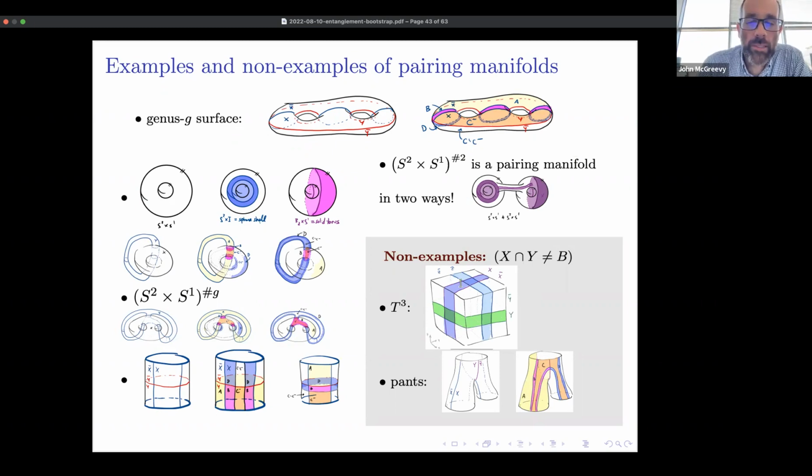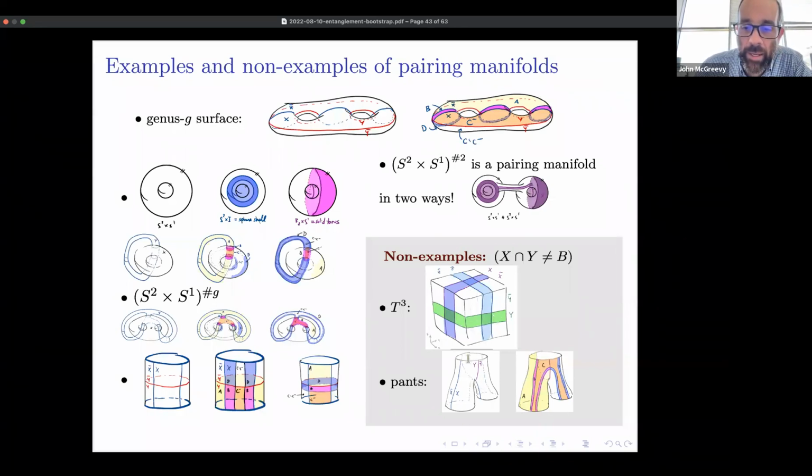An important example is T3. There are three obvious ways to cut T3 in half. If I draw T3 as a cube with opposite sides identified, I can slice it along X or Y or Z. Suppose we wanted to make it a pairing manifold with respect to the X slicing and the Y slicing. The problem is that the intersection of the X slice and the Y slice is a solid torus and not a ball, and so it violates the definition.